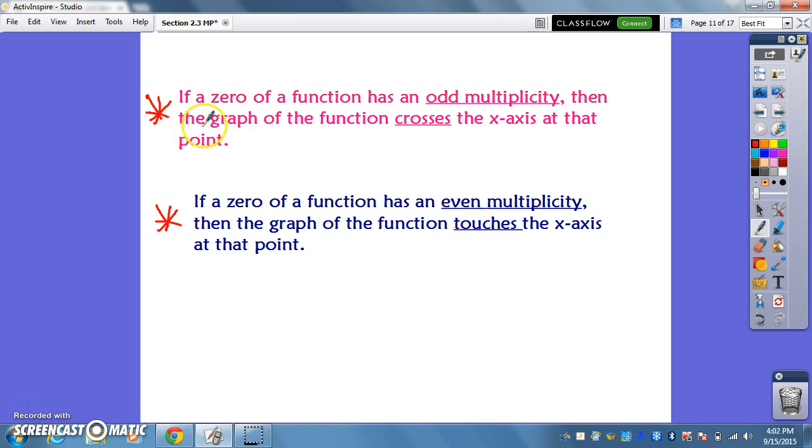If a 0 of a function has an odd multiplicity, 1, 3, 5, 7, 9, then the graph of the function crosses all the way through the x-axis at that point. So an odd multiplicity means the graph crosses all the way through. If a 0 of a function has an even multiplicity, 2, 4, 6, 8, so on, then the graph of the function just touches the x-axis at that point. It does not cut all the way through it, it just barely touches the x-axis at that point.